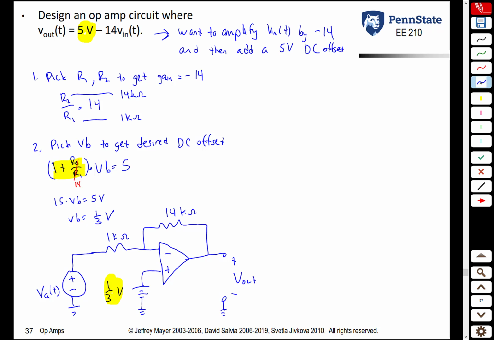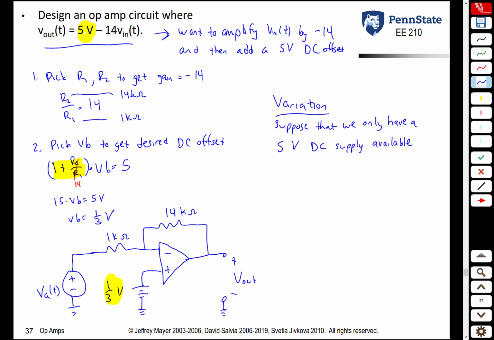Let's look at a variation now. Suppose you wanted to achieve this equation above here, but you did not have a 1/3 volt source available. Suppose you only had a 5 volt source available. So here's a variation using a voltage divider where we can achieve the same goal. So suppose that we only have a 5 volt DC source available. What we can do now is take that 5 volt DC source, put it through a voltage divider. Specifically, if we want 1/3 of a volt here, what we want these resistors to be is a ratio of 5 kiloohms and 70 kiloohms, for example.